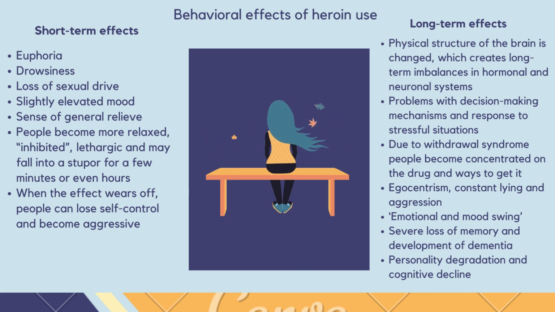Due to withdrawal syndrome, people become concentrated on drugs and wait to get them. Egocentrism, constant lying, and aggression can also be among the main problems of chronic heroin use. People also report that they experience emotional and mood swings, which means that any stimuli can trigger them really hard, more than normal people who don't use the drug.